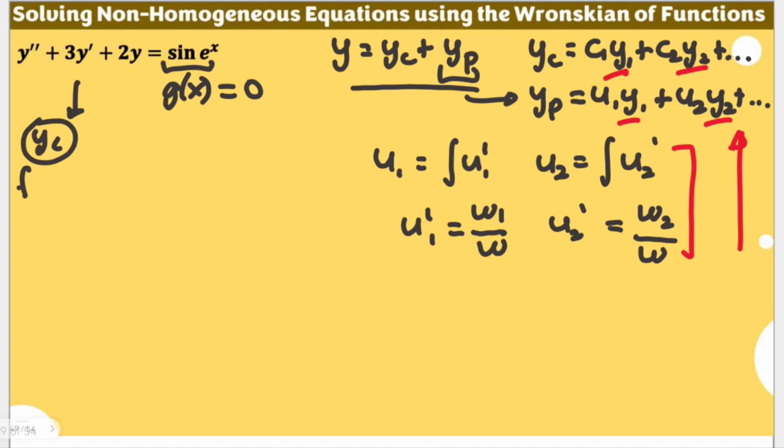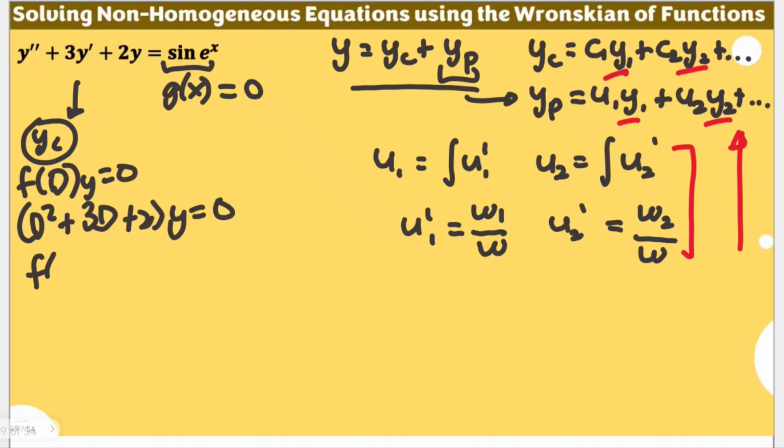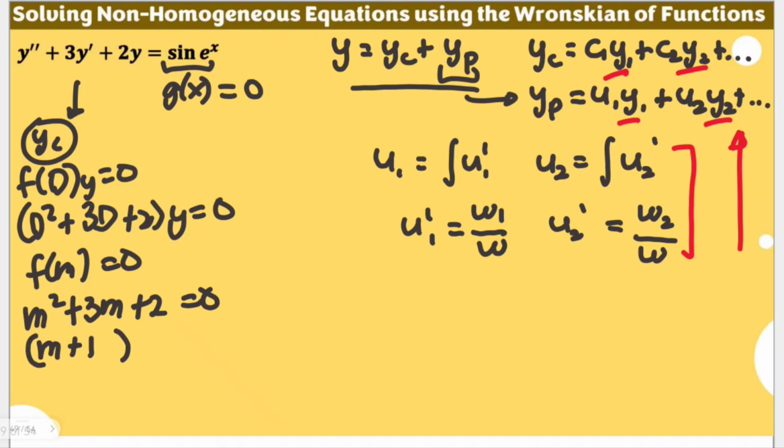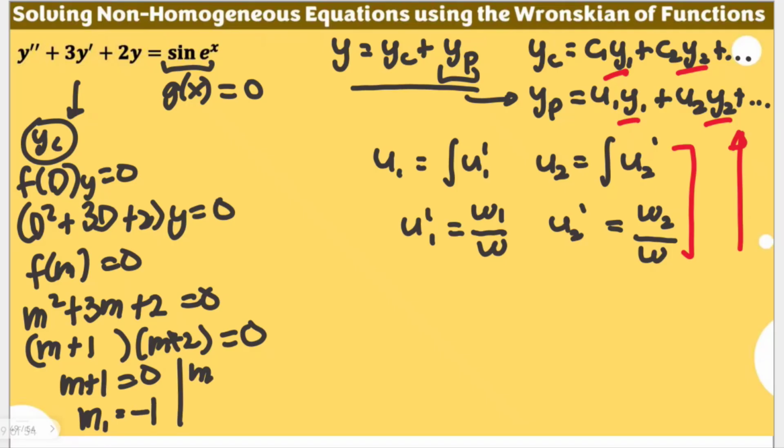We have here f of D y equal to 0. You will have D squared plus 3D plus 2 times y is equal to 0. Hence, our auxiliary equation would be m squared plus 3m plus 2 equal to 0. We can factor this. You can have m plus 1 and m plus 2. Therefore, you will have here a result with your first root equal to negative 1 and your second root equal to negative 2.